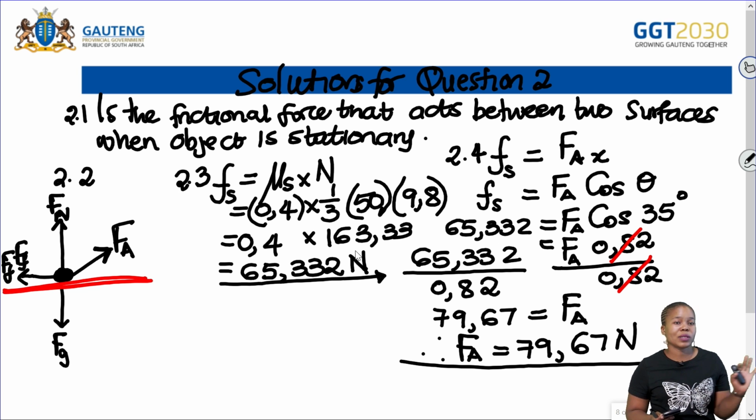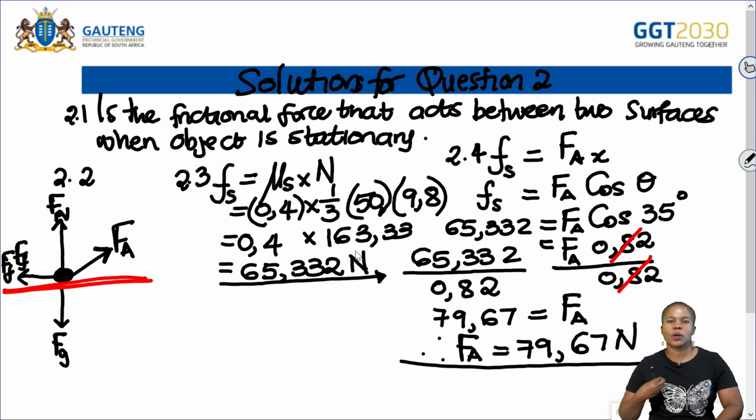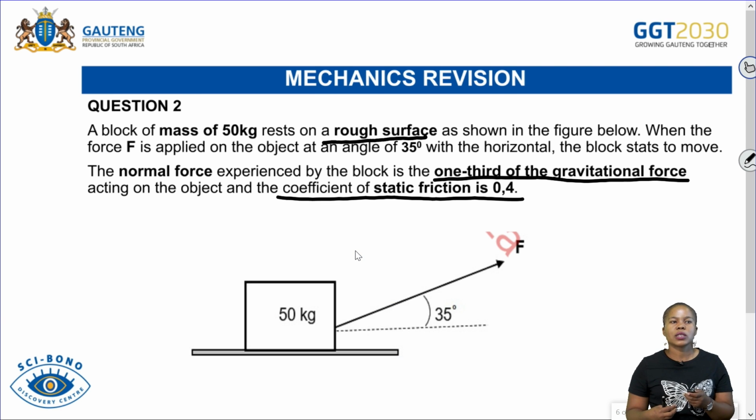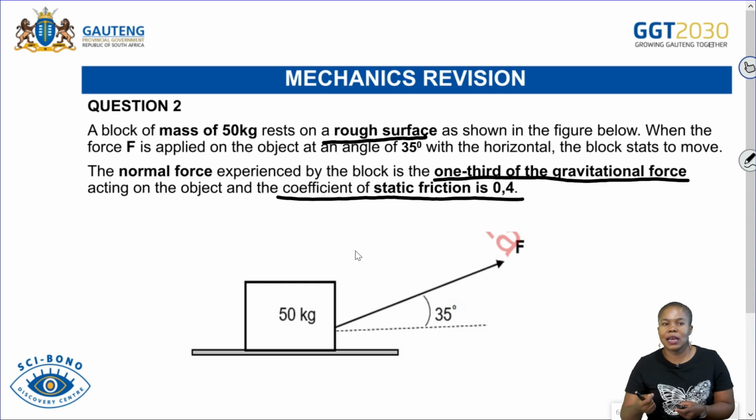Right. So I hope this was nice to do, and it was very easy to do. I'm just going to round up, and we go through the question again and the answer on what we did, so we are all on the same page. Let's go back a little bit. This is question 2 that we are doing. A block of mass 50 kg rests on a rough surface as shown in the figure below. When the force F is applied, remember F is not given to us, at an angle of 35 degrees to the horizontal, then the block starts to move. So once this force is applied, it begins to move.